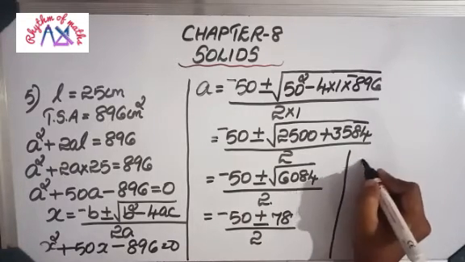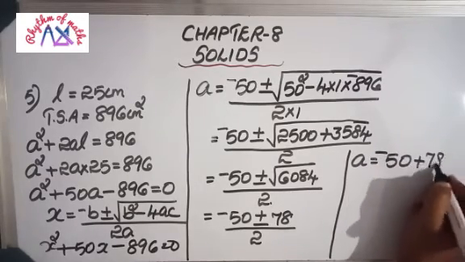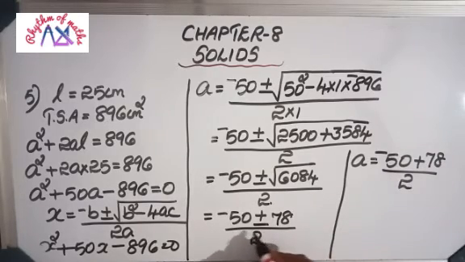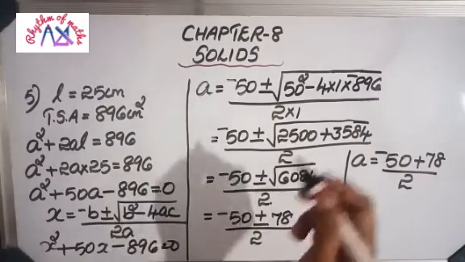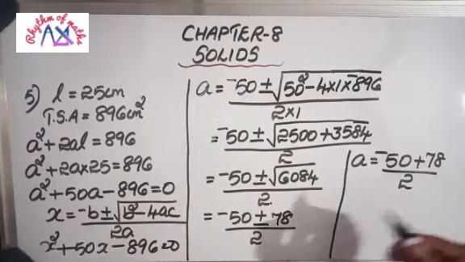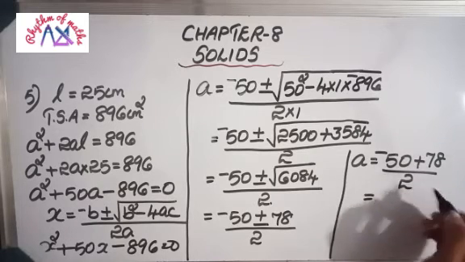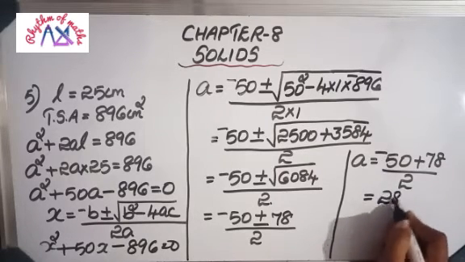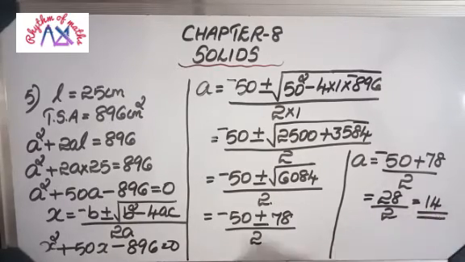That is, a will be equal to either (minus 50 plus 78) by 2 or (minus 50 minus 78) by 2. So minus 78 by 2 means the final answer will be negative. In measurement it is not possible to get a negative value, so the first is correct. So (minus 50 plus 78) by 2. When you add these two, you get 28 by 2, that is 14. So we got a equal to 14, and l we got as 25.